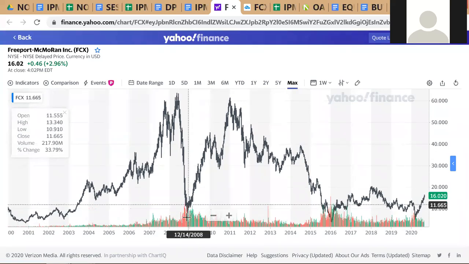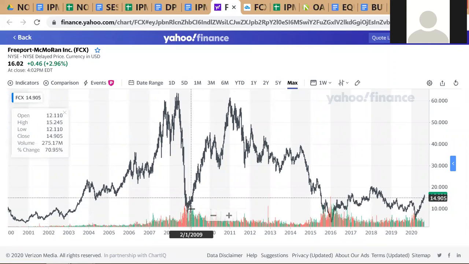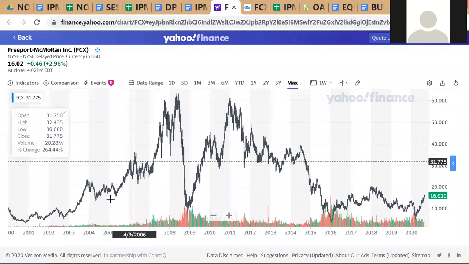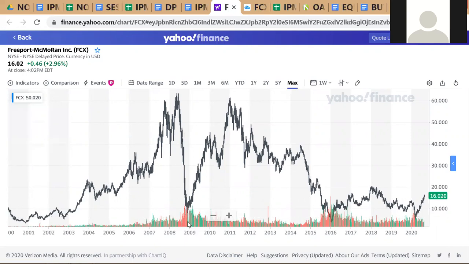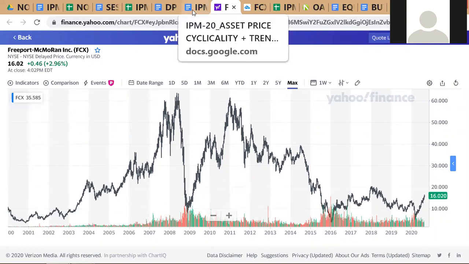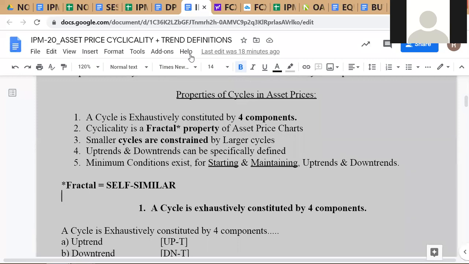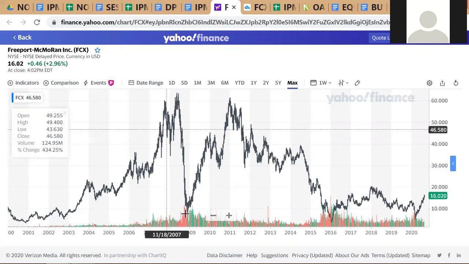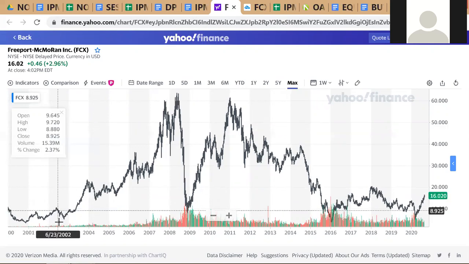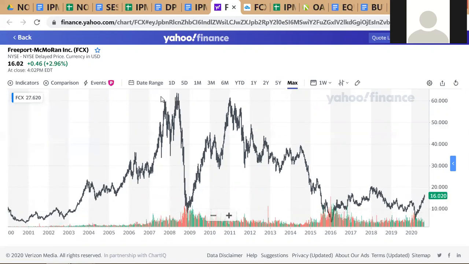It goes up, comes up. Now let's look at one part of it and start looking at the smaller cycles. We see the high level cycle, low to low, 8 years. I see this as one straight line and one straight line. Now I'm explaining the point that smaller cycles are constrained by larger cycles. This is the larger cycle, low to low, and it has two parts, uptrend and downtrend.